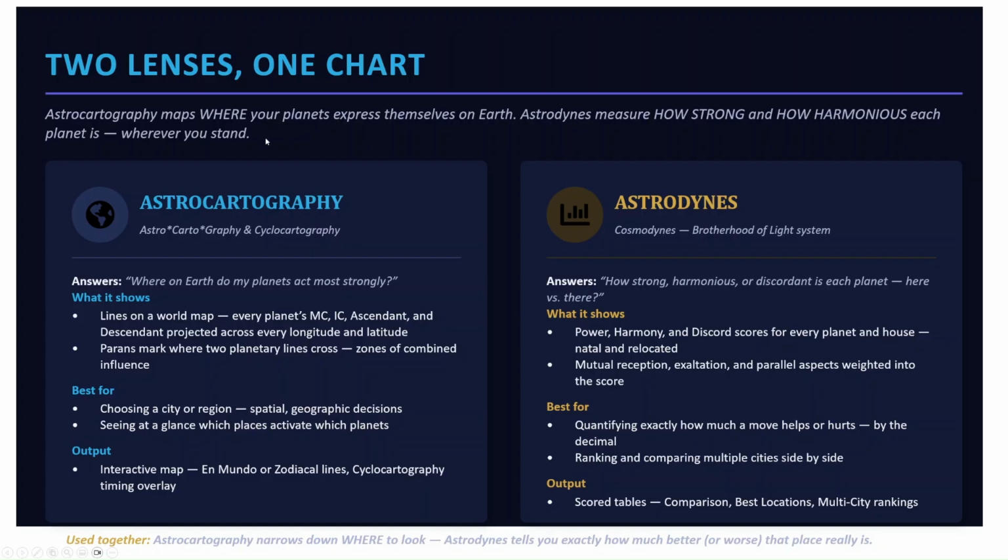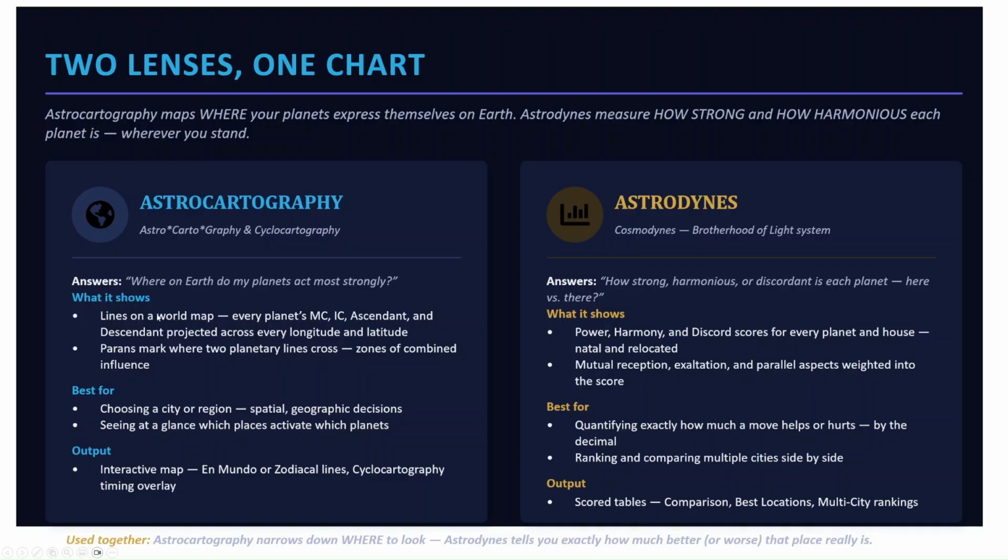Astrocartography maps where your planets express themselves on Earth. Astrodynes measure how strong and how harmonious each planet is wherever you stand. So here's sort of a comparison. Astrocartography answers the question, where on Earth do my planets act most strongly?